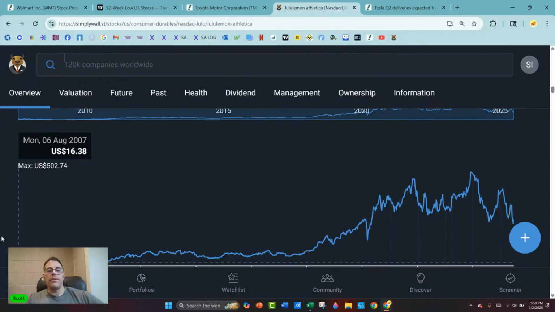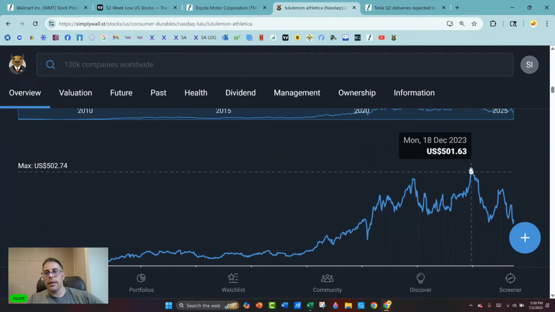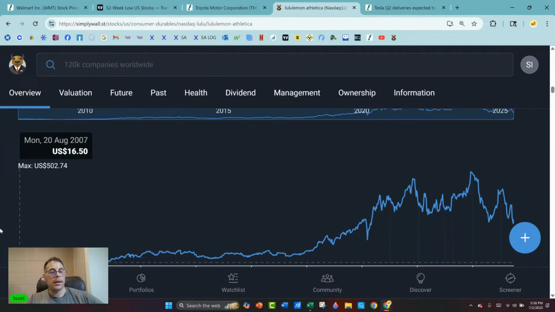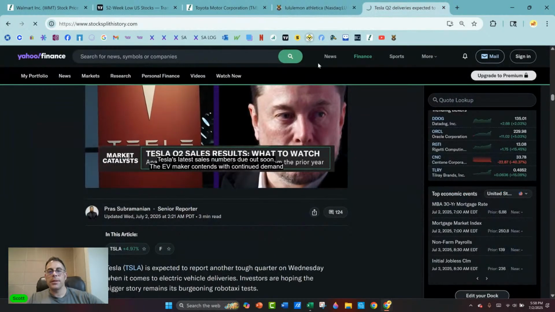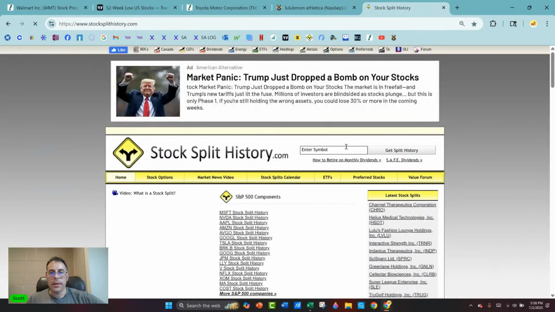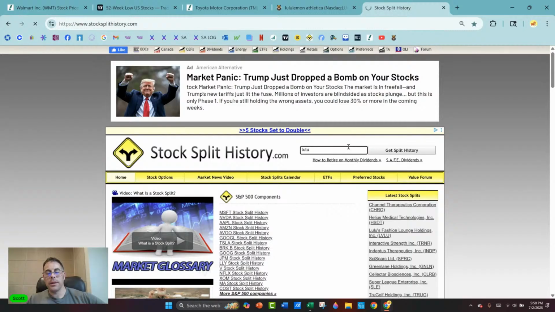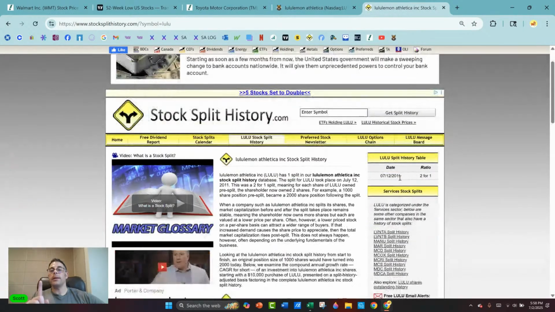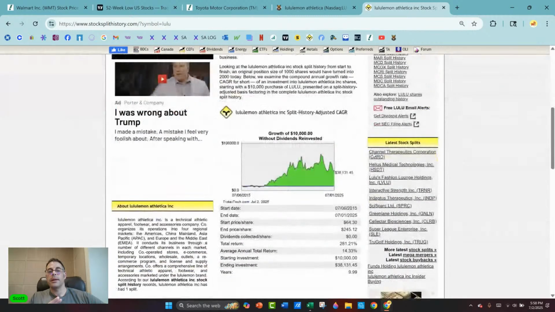Okay. So if you go back, this stock never split. That's why it got up so high. It's bound to split sometime. Let me just confirm that. Ticker Lulu. Oh, it did split. Sorry, in 2011, a 2-for-1 split. So if you invested $10,000 in this company 10 years ago, you'd have $38,000 today.